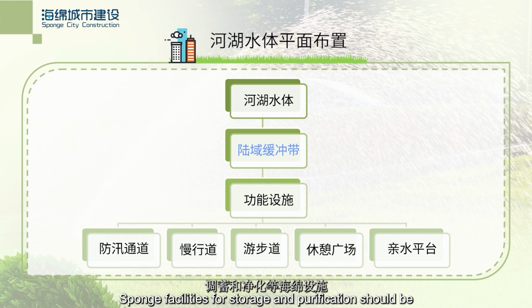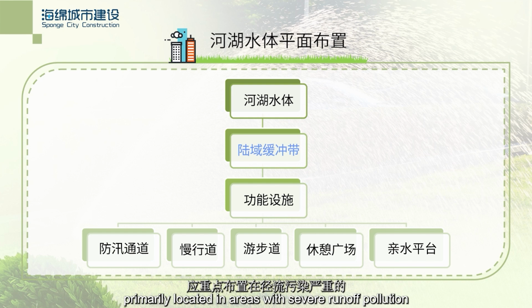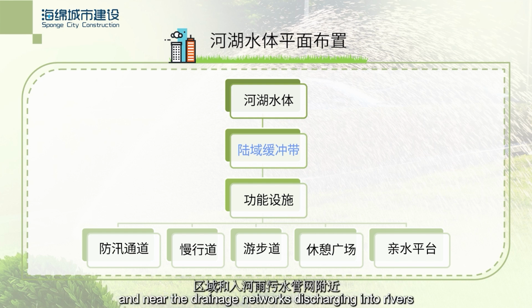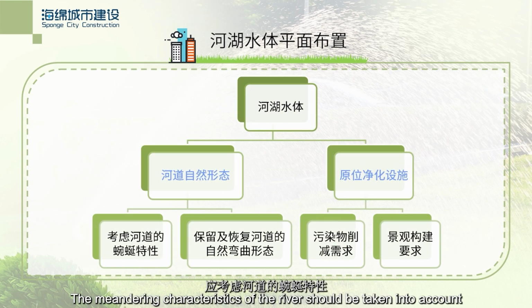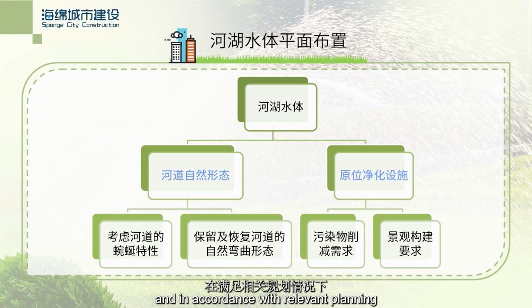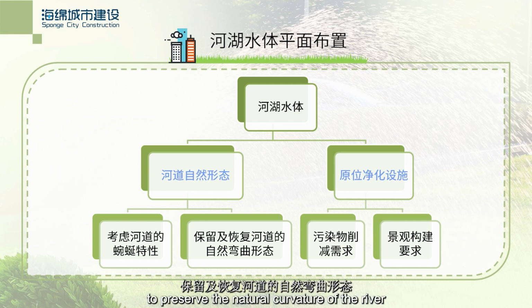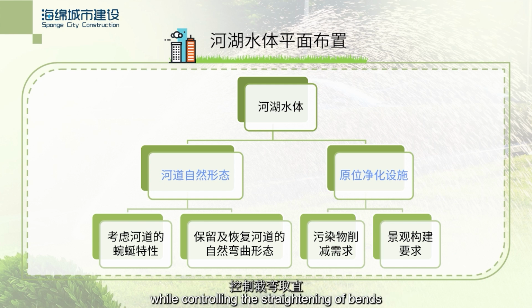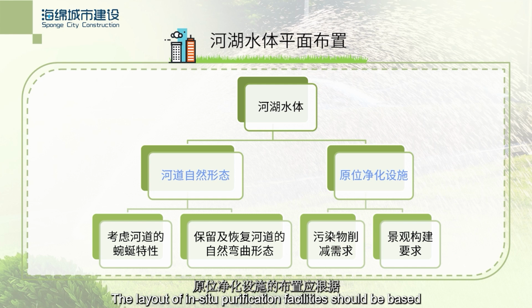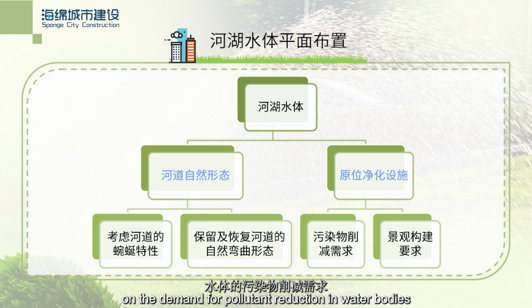Sponge facilities for storage and purification should be primarily located in areas with severe runoff pollution and near the drainage networks discharging into rivers. The meandering characteristics of the river should be taken into account, and in accordance with relevant planning, the existing river trends should be retained and restored to preserve the natural curvature of the river while controlling the straightening of bends.